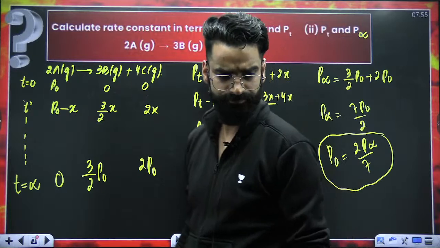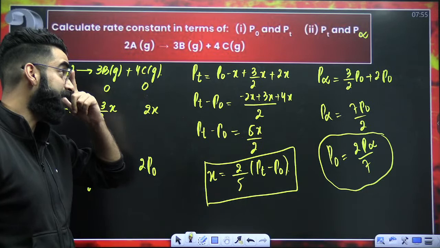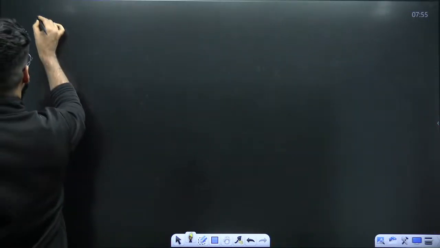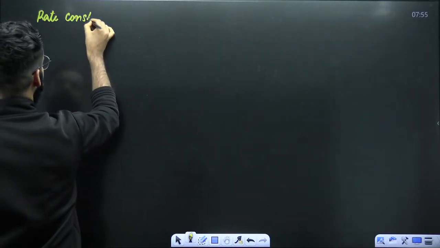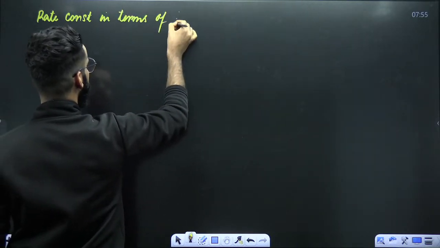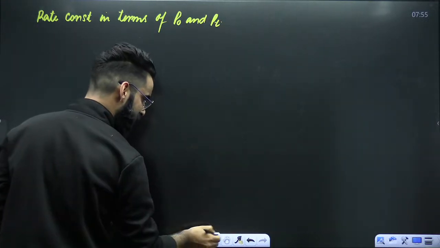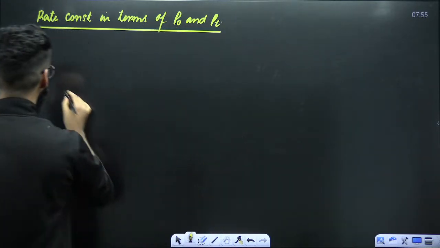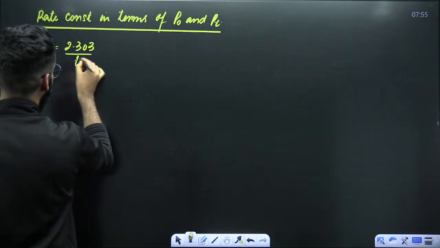So all the things are done. Now we just have to write the expression of rate constant, first in terms of P naught and Pt, and second in terms of what? Pt and P infinite. So my dear students, first of all, I'll be writing the rate constant in terms of P naught and Pt. How do I get this rate constant expression? It is simple. k is equal to 2.303 divided by t log of.